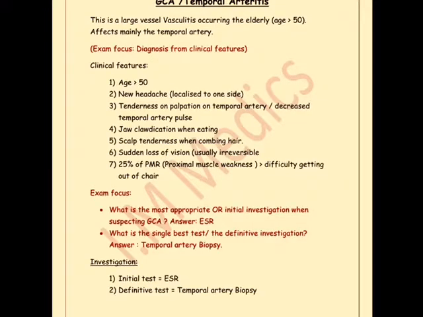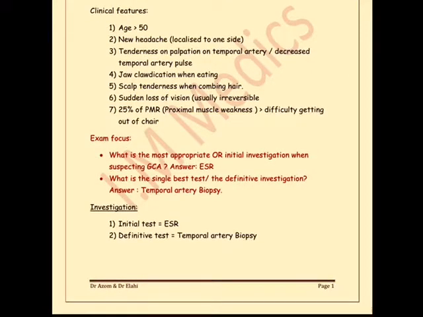To help in the diagnosis, we need to know 25% of the patients with GCA have polymyalgia rheumatica. This is a condition that will cause proximal muscle weakness. So I will cover that later on. Exam focus. They ask you, number one, diagnosis. Then they ask you investigation.